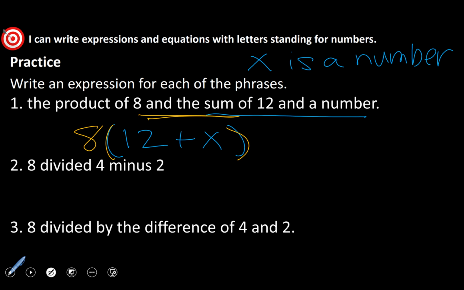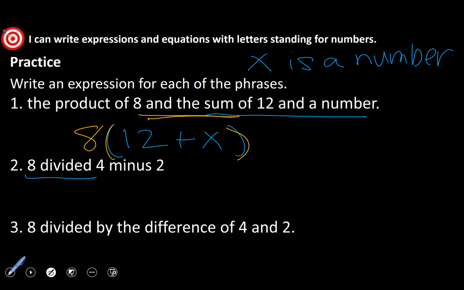So now we have 8 divided by 4 minus 2. Because it does not say the difference divided by the difference of 4 minus 2, it's just 8 divided by 4, and then we're going to divide 2. So we do this first.